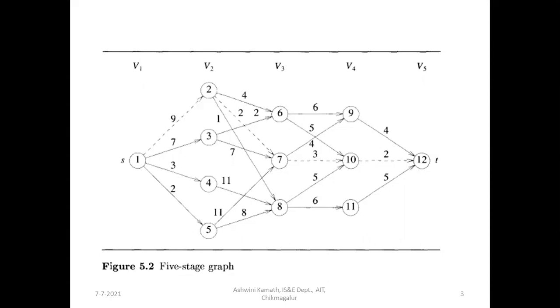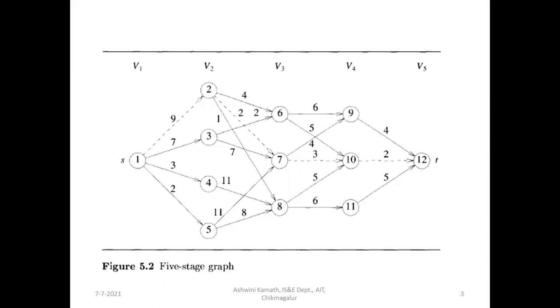And V5, that is the last stage, contains only one vertex represented by T and it is 12. 1 and 12 are the source and sink node respectively. Here we have to find out the shortest path from the source node to the sink node. That is the application or aim of the multi-stage graph problem.